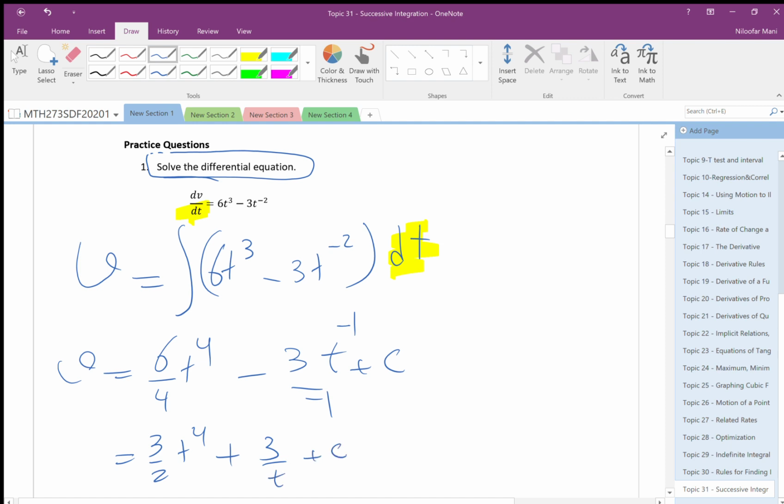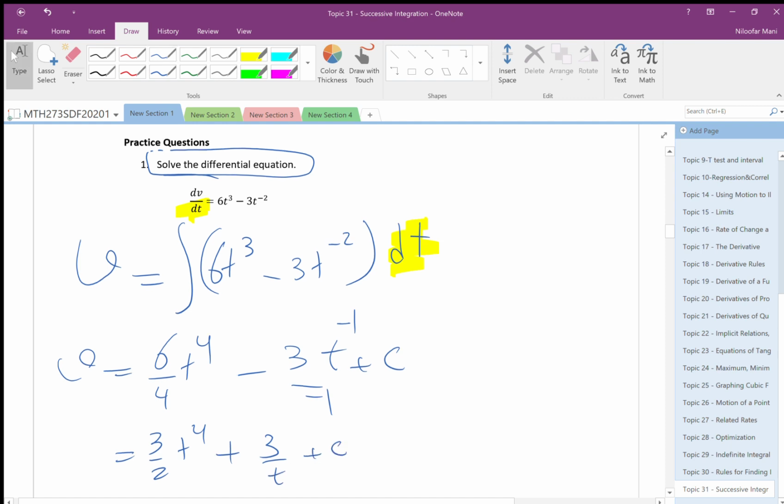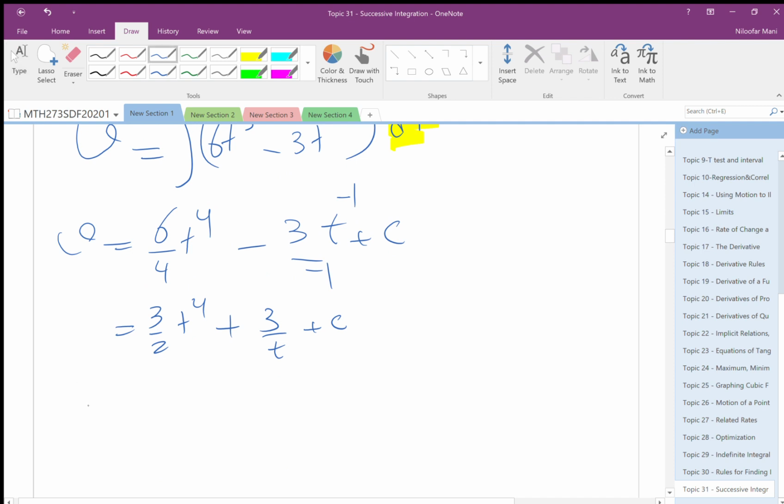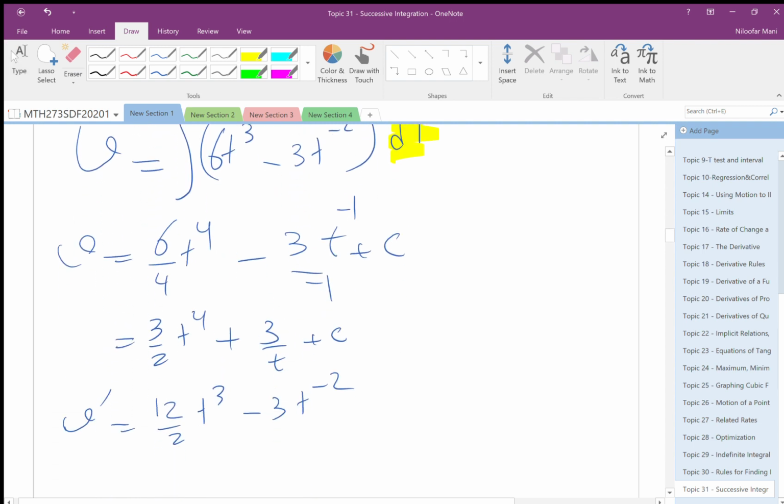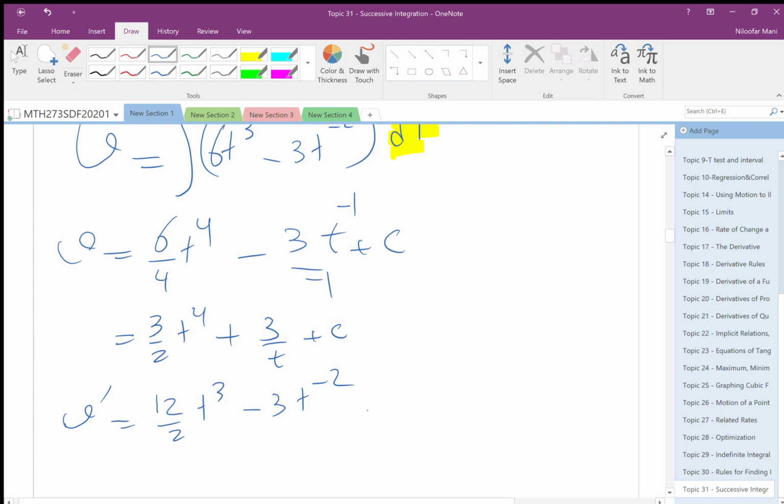Okay, and just check your work to see if it is really working. See, if I find v prime here, I see 12 divided by 2 is 6. 12 divided by 2, t to the power 3, plus minus 3 t to the power minus 2. Yes, and when I check, I see I have the same thing here. So I can check my answer.